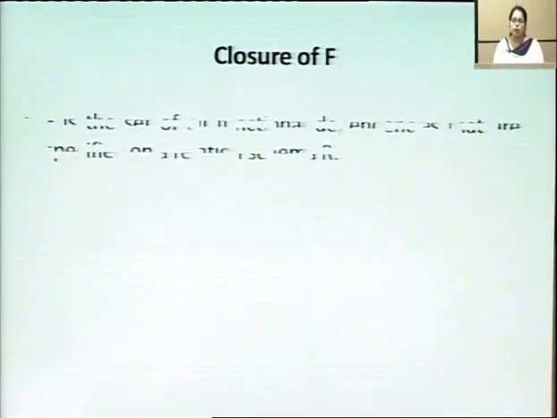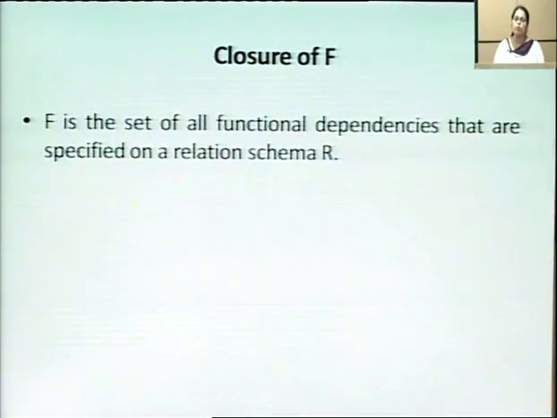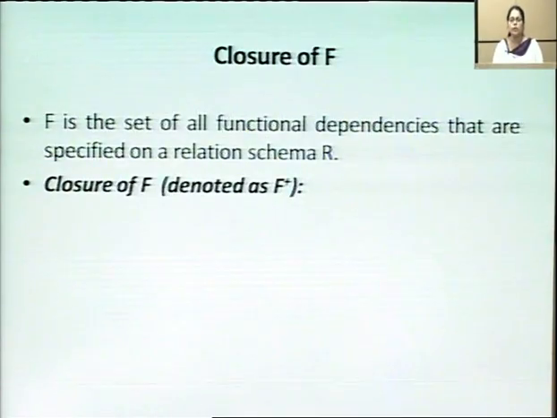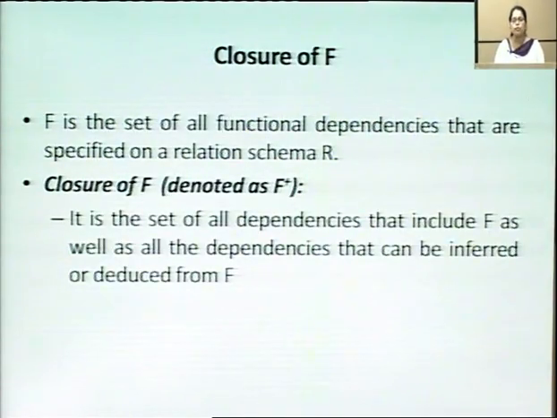Next is closure of F. F is the set of all functional dependencies that are specified on a relation schema R, and closure of F is the set of all dependencies that include F as well as all the dependencies that can be inferred or deduced from F. So F includes all the dependencies which we have defined on the relation as well as all the dependencies that can be inferred from those functional dependencies using the inference rules.